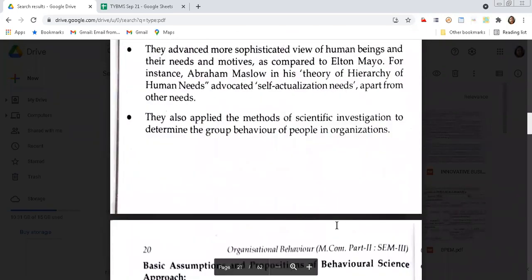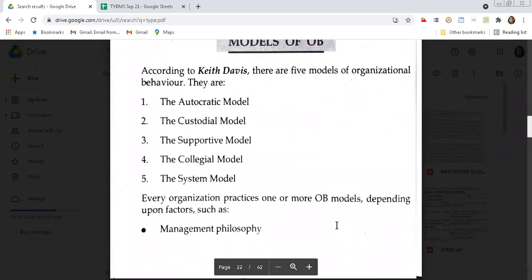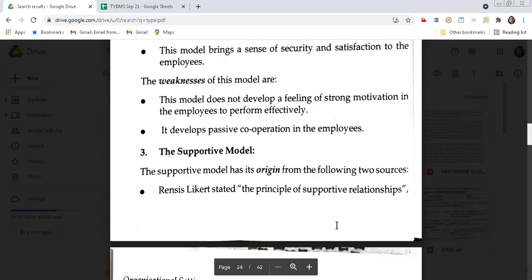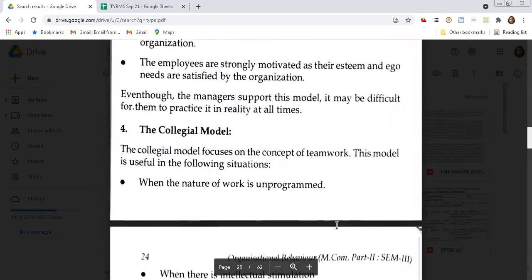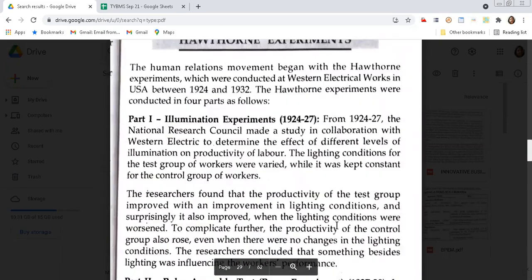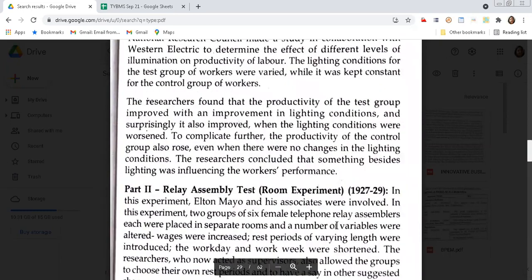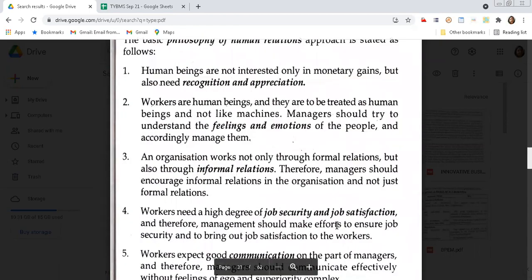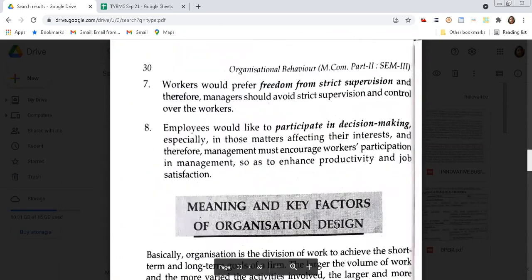Then after that, we have seen the models of organizational behavior, where there are 5 different models. According to Keith Davis, there are 5 different models of organizational behavior: autocratic, custodial, supportive, collegial, and system model. Then after that, this is again very important. We have already seen the advantages and disadvantages of all these models. Then after that comes again the human relations movement or Hawthorne experiments, because it's a very important topic. What are the conclusions or what are the findings of this particular study?